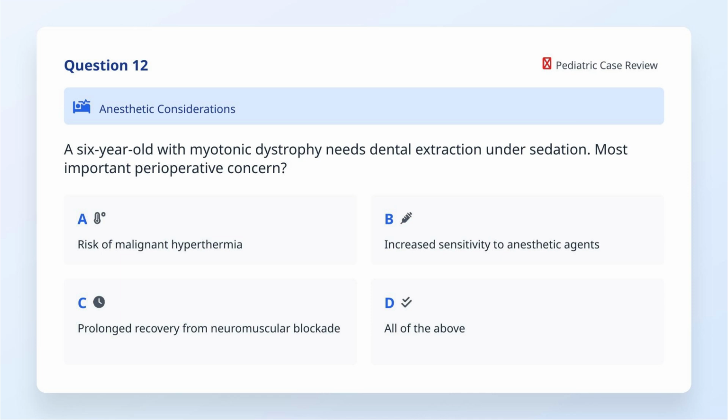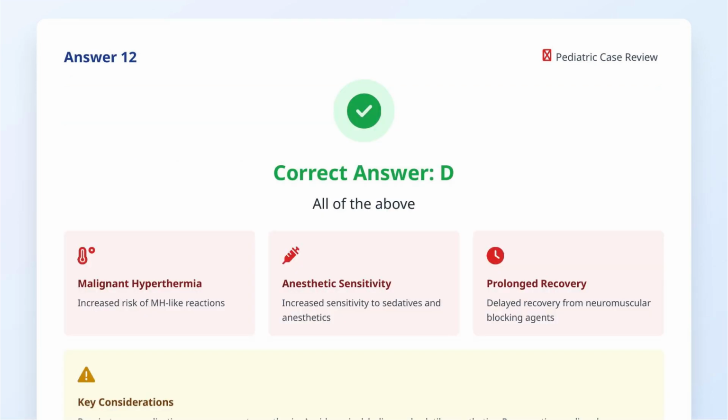A 6-year-old with myotonic dystrophy needs dental extraction under sedation. What is the most important perioperative concern? A. Risk of malignant hyperthermia. B. Increased sensitivity to anesthetic agents. C. Prolonged recovery from neuromuscular blockade. D. All of the above. The correct answer is D.